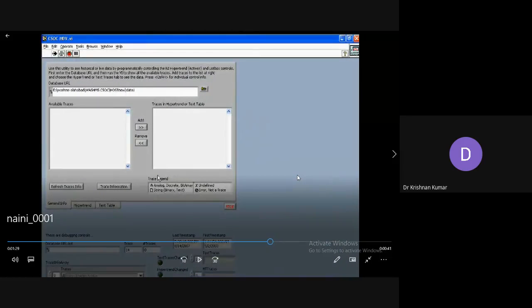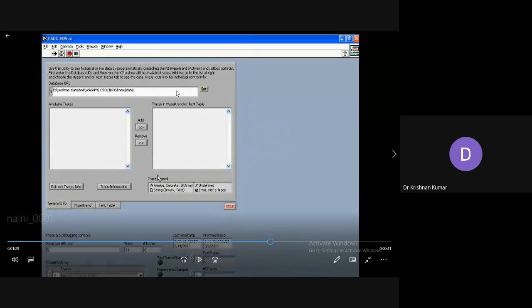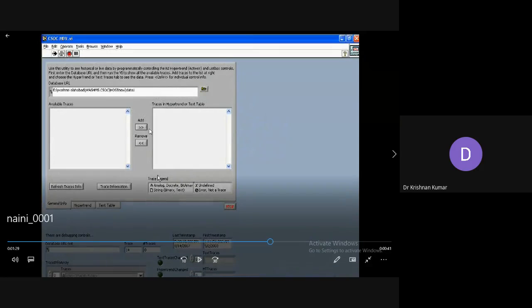Now this is the historical view. If you click the historical view, then we have to select the file. Because the file is already made, that file is opening. And we have to add which sensors we want. So if you are adding, you select the sensors and add, and correspondingly you can see the value. So that is the next option.